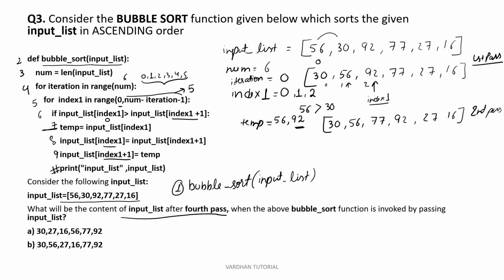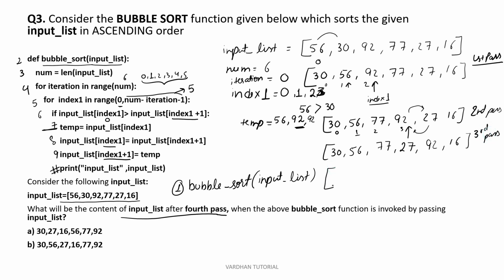After this pass, again the value of index will be incremented. Now index 1 is 3. So 0, 1, 2, 3. Now index is assigned to this position. Again, index is greater than next value. So temp will be updated by 92 again, and this 27 will be passed here and 92 will go here. 30, 56, 77, 27, 92, 16. So this will be our third pass.